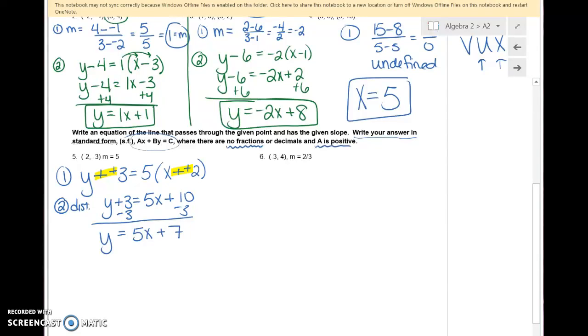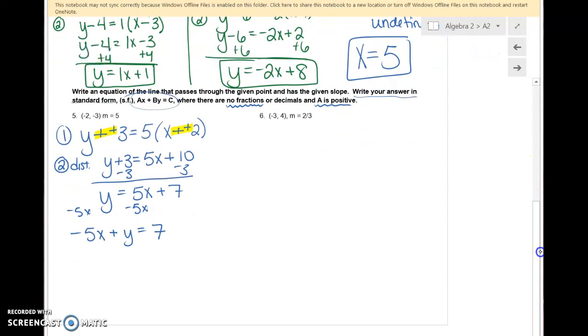we'd be done. But they don't want it in slope-intercept form, they want it in standard form. So we need to move the x to the other side. Well, we can't just move stuff in math. We have to mathematically move it by subtracting 5x on both sides. So we have negative 5x plus y equals 7.